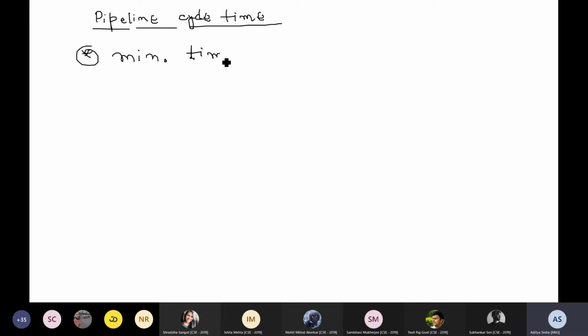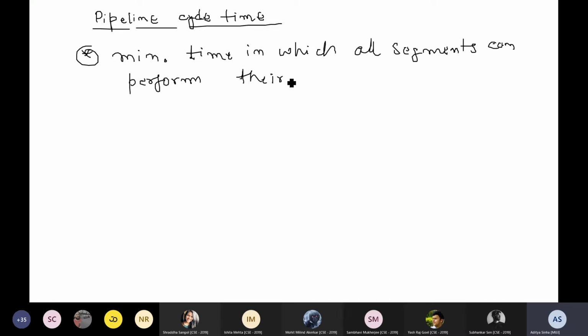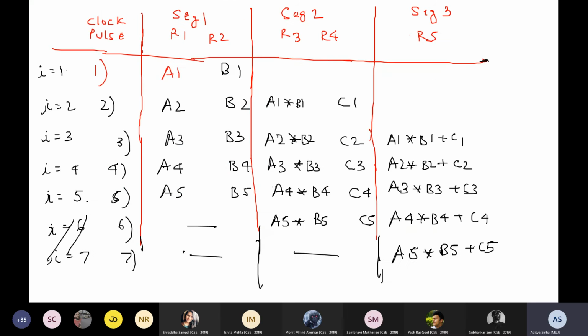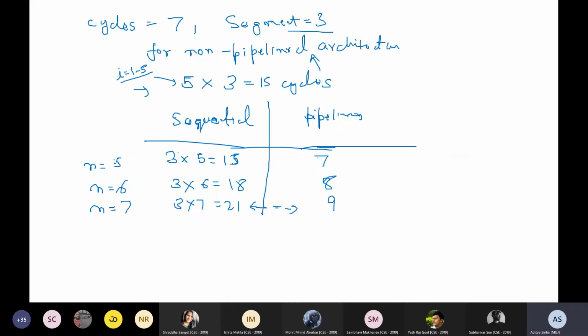minimum time in which all segments can perform their respective sub operations. So it's the minimum time which is required for each of the sub operations to complete their task. That is called as a pipeline cycle time.